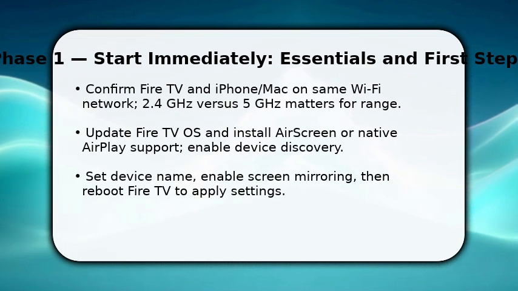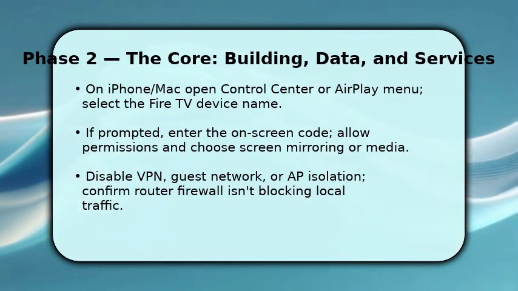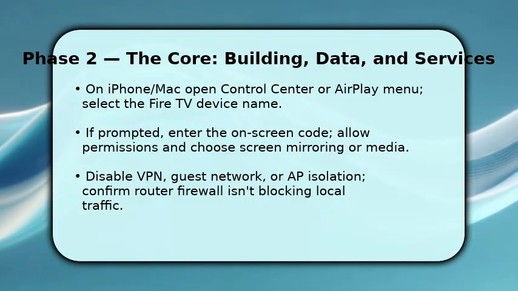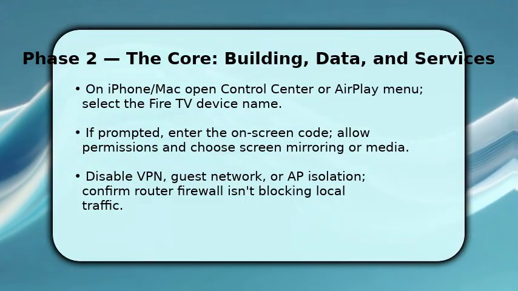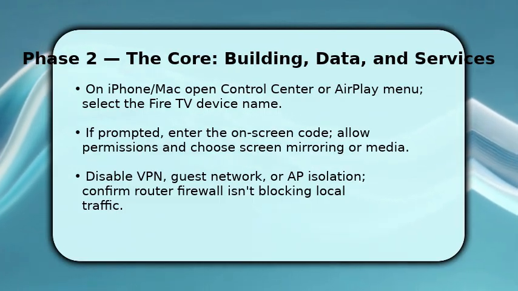Now pair your device. Open Control Center or the Mac AirPlay menu and select the Fire TV name you created. If a code appears on screen, enter it. This authenticates the session and prevents accidental connections. Choose mirroring for full screen or playback for audio/video only.